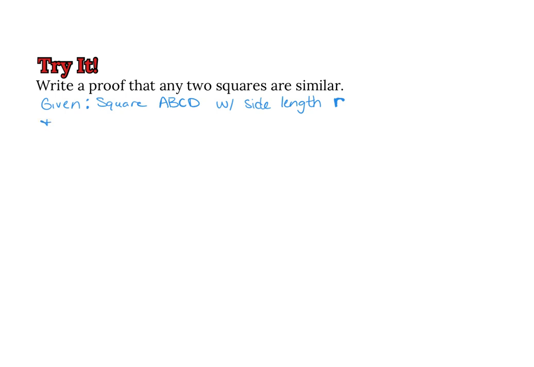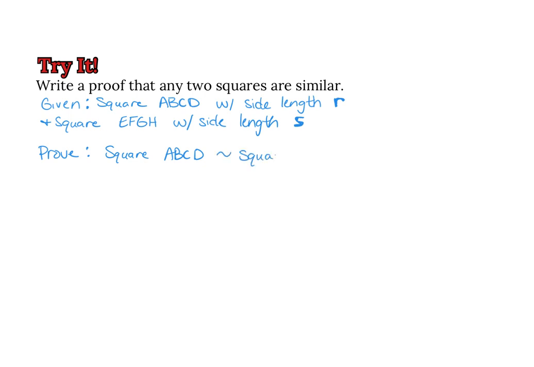And we're given a second square EFGH. But this time our side length is not R. We're going to name this one S. All right, we want to prove that square ABCD is similar to square EFGH.